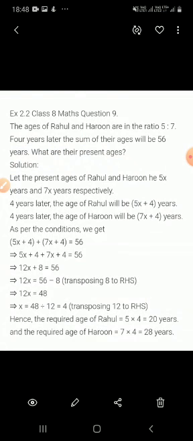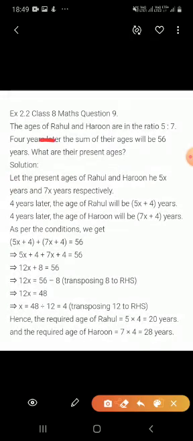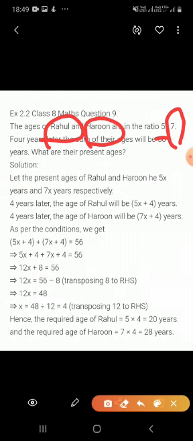So here's the question. The ages of Rahul and Harun are in the ratio 5:7. As we have discussed, whenever a ratio is given, we will assume their ages as 5x and 7x. So we will assume Rahul's age to be 5x and Harun's age to be 7x. See here, the first name is Rahul, so we take Rahul's age as 5x, and the next name is Harun, so Harun's age will be 7x.